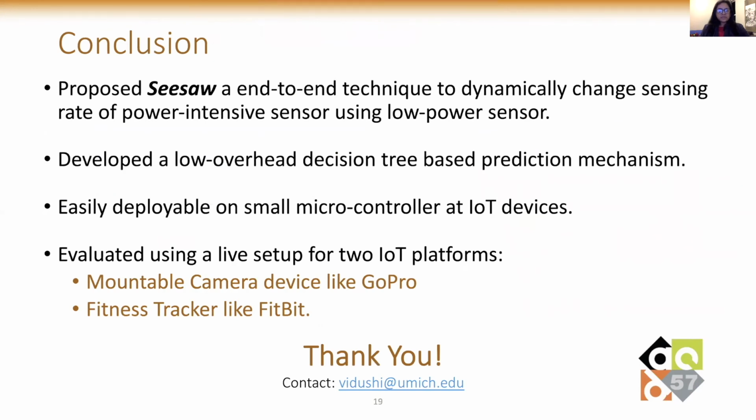In conclusion, we propose Seesaw, an end-to-end technique to dynamically change the sensing rate of power-intensive sensors using low power sensors, for which we develop a low overhead decision tree-based prediction mechanism that can be easily deployed on small microcontrollers. Finally, we evaluate for 2 IoT platforms.